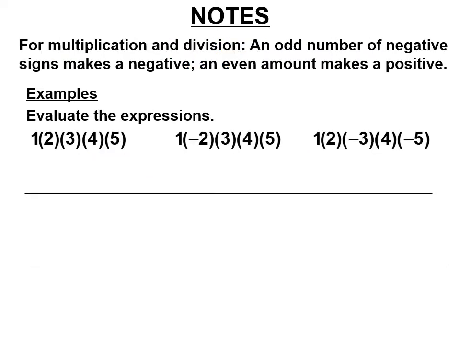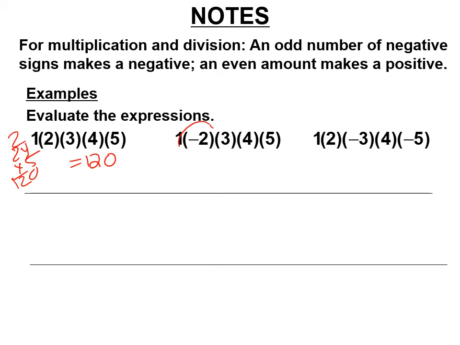Okay, so we're going to do a bunch of problems right in a row. And I want to make sure that we know what the pattern here is. Now I'm going to get you started. 1 times 2 is 2. 2 times 3 is 6. 6 times 4 is 24. And 24 times 5 is, right, 120. So that's positive 120. So what are the next two?